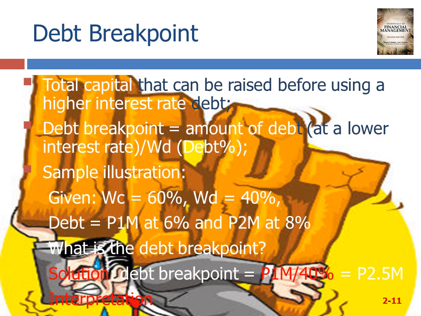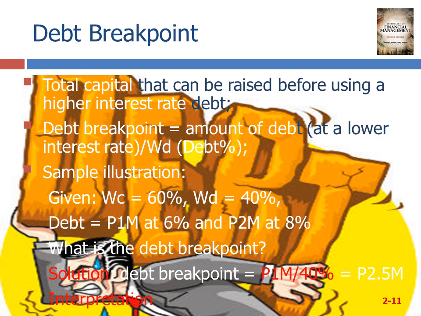It's 5 million times 40% of the percentage of debt, which is 2 million. The available debt at 6% is 1 million. So meaning we need to cover another million coming from the 8%.